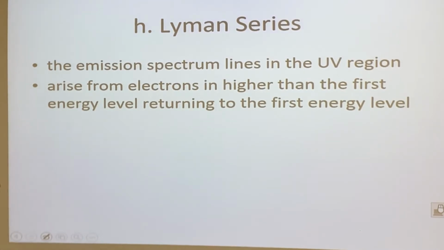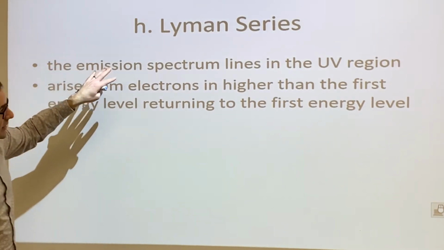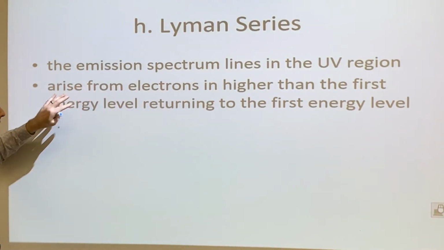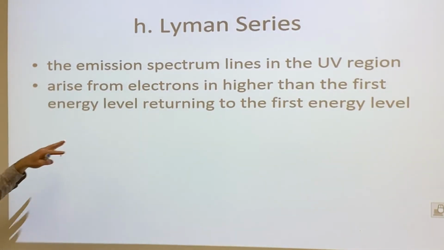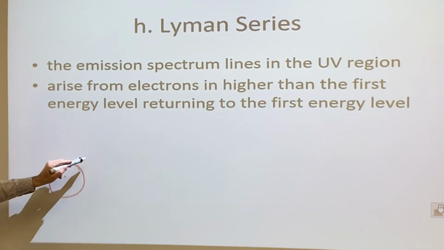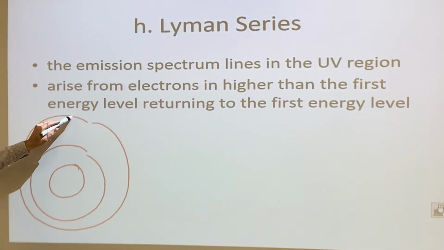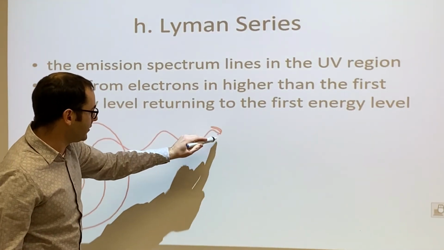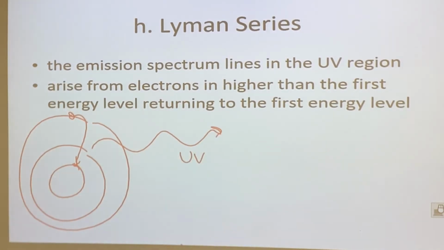Okay, now, when these electrons jump, they're called different things. There's different series. One of the series is when you have the emission spectrum lines in the UV region. They arise from electrons in the higher than the first energy level returning to the first energy level. So when those electrons jump back down to the first energy level, the light that's given off is in the UV range. Okay, so it's giving off UV light. All right, that's called the Lyman series.